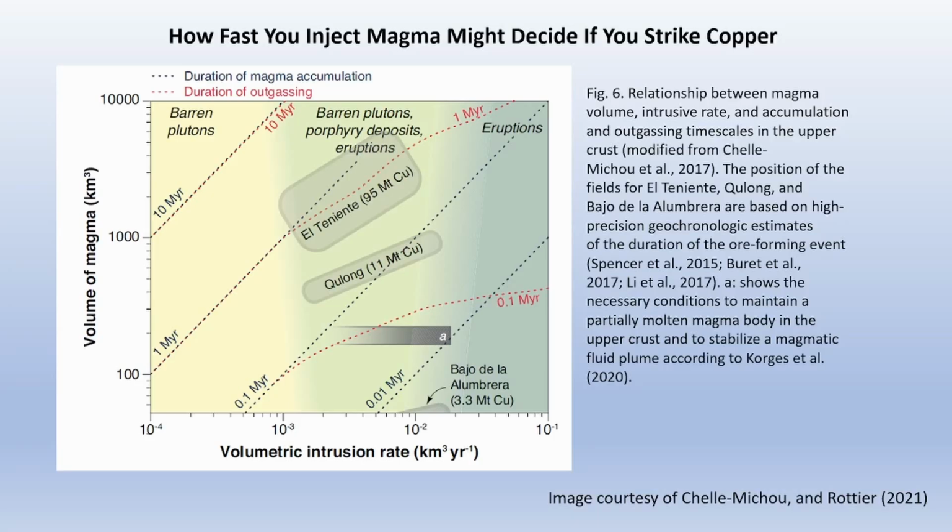In this graph, the x-axis, horizontal, shows the volumetric intrusion rate. It's basically how quickly magma is injected into the crust in cubic kilometers per year. And we have the y-axis, which shows the total volume of magma that accumulates over time. So we are looking at both how fast and how much magma builds up in a given system.